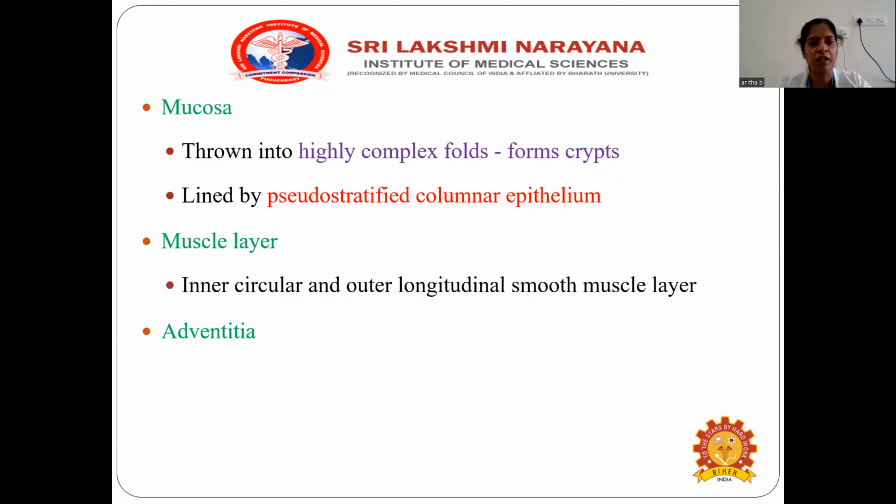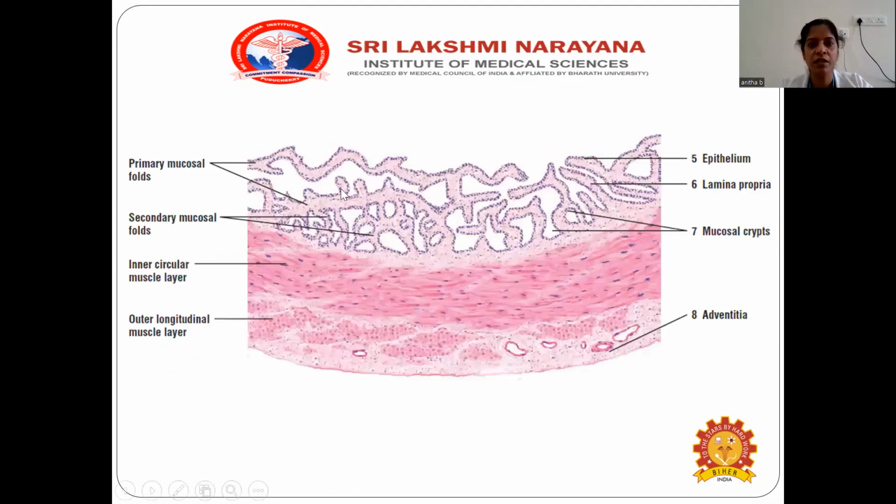When you see the muscle layer, it is arranged as an inner circular and outer longitudinal smooth muscle layer. Adventitia is made up of loose connective tissue. So these three layers only you can see. So this is the picture of the seminal vesicle. See, this is the mucosa part. This is the muscle part. This is the adventitia part.